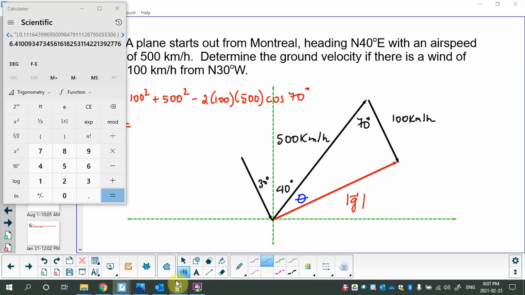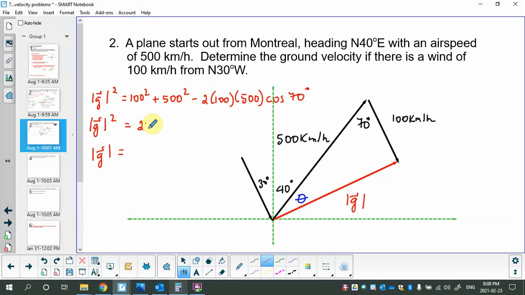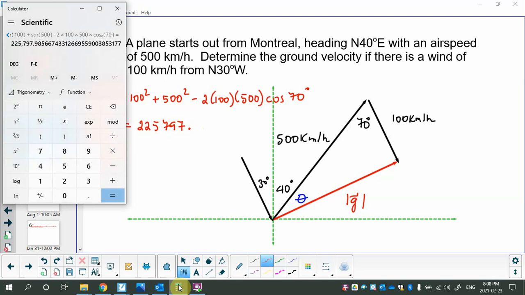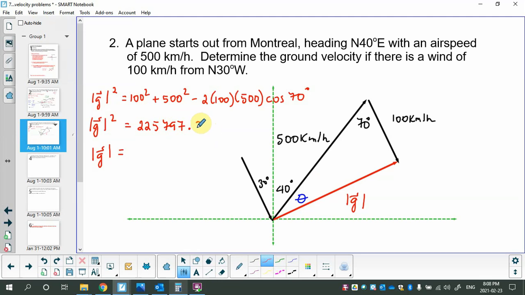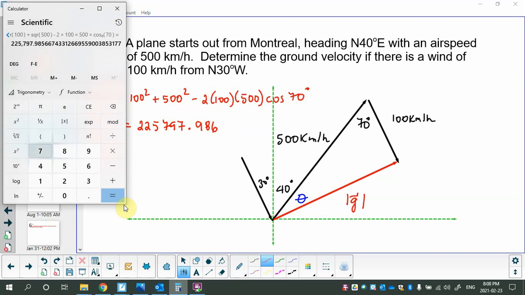Notice all my good notation. 100 squared plus 500 squared minus 2 times 100 times 500 times cos 70 equals, at the end, 225,985.986, and square root, 475.2.